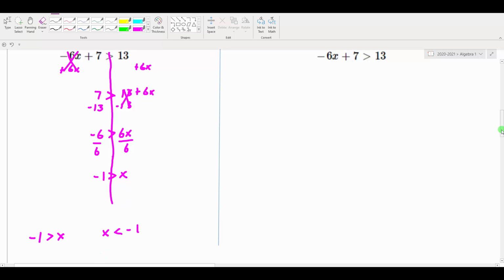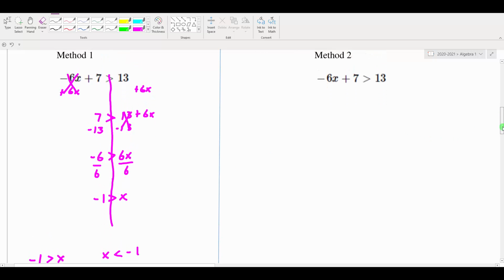All right, now we're going to go over here to the second method. I'm going to solve it in a slightly different way, and I'm going to show you a little shortcut. Because over here we moved the 6x, then we moved the 13. We took some additional steps, and I know you're wondering why we did that. Well, let's watch what happens here.